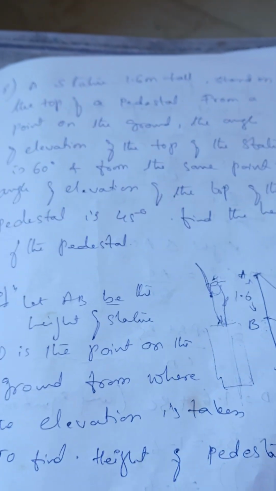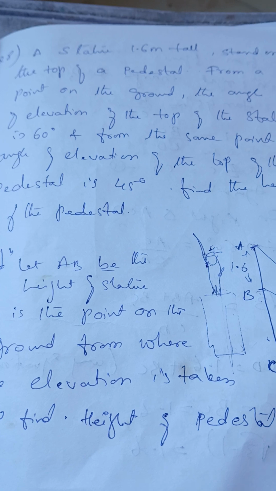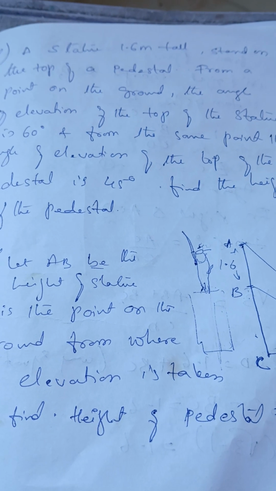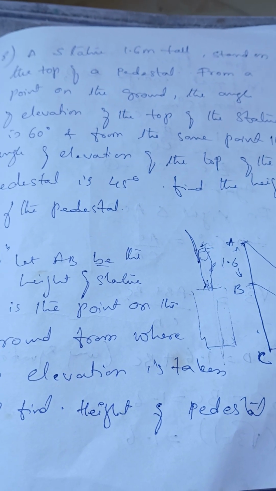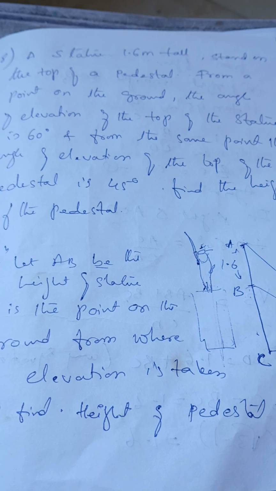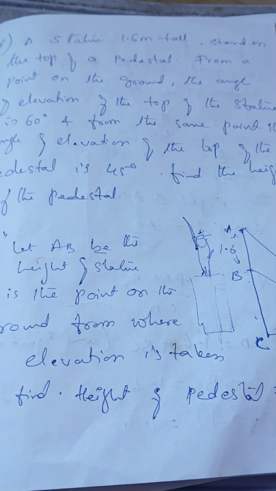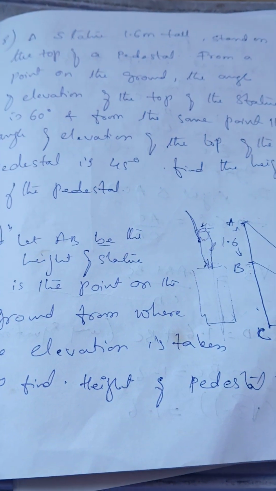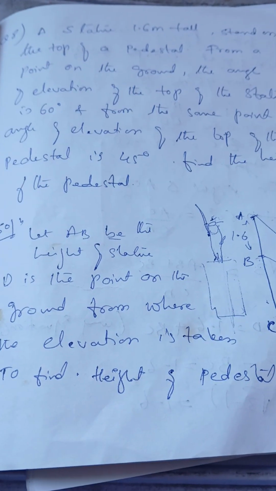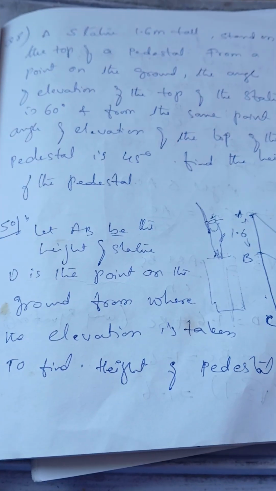So today we will discuss the eighth problem. What is it? A statue of 1.6 meter tall stands on the top of a pedestal. From a point on the ground, the angle of elevation of the top of the statue is 60 degrees, and from the same point the angle of elevation of the top of the pedestal is 45 degrees. Find the height of the pedestal.